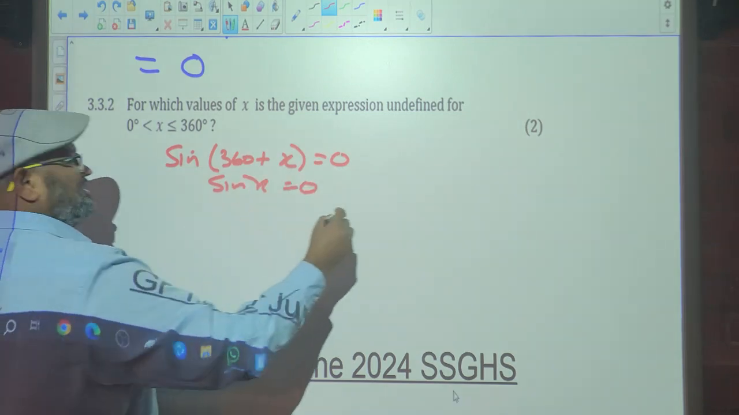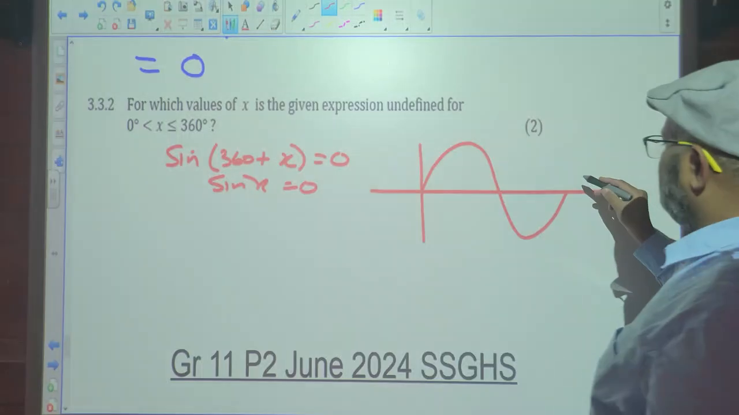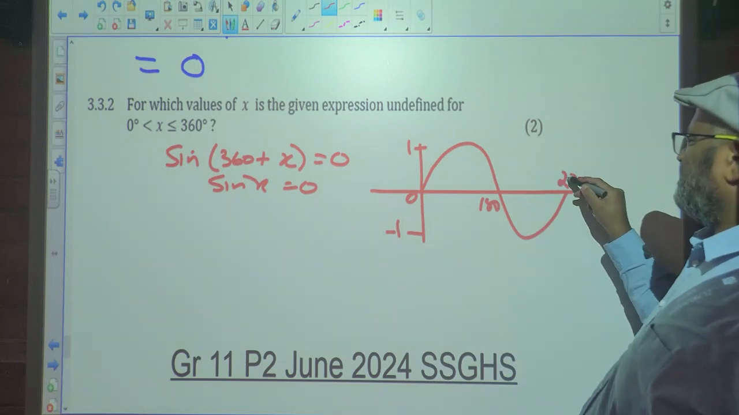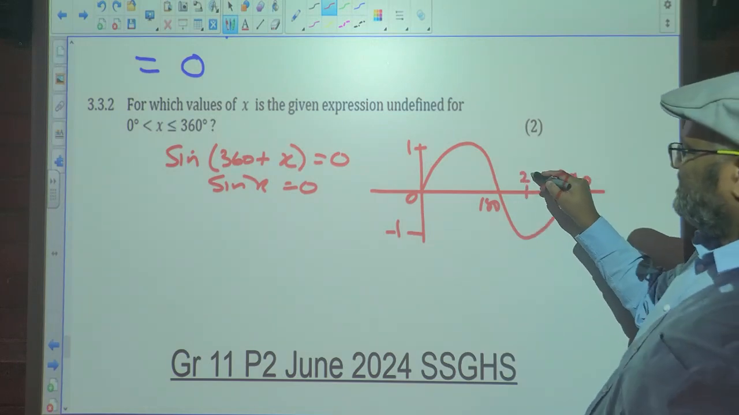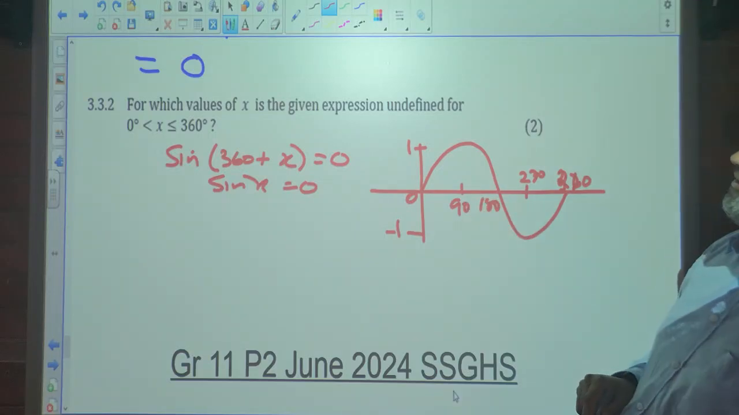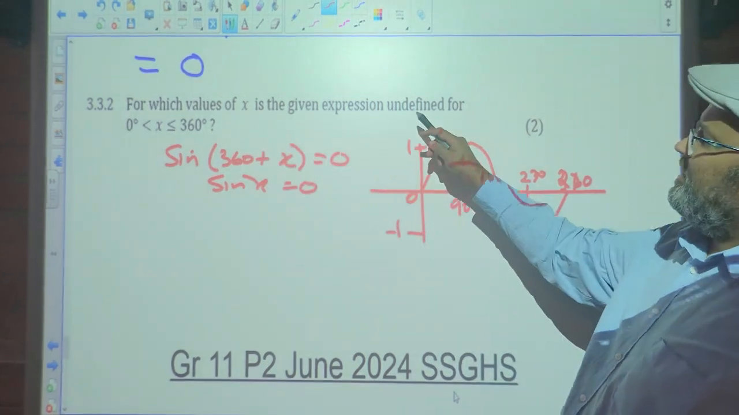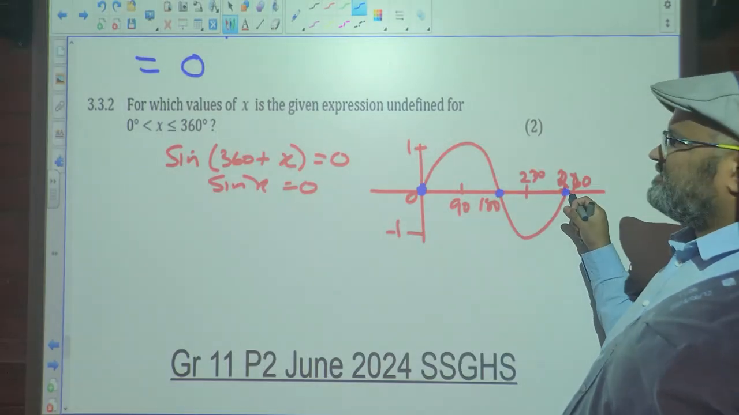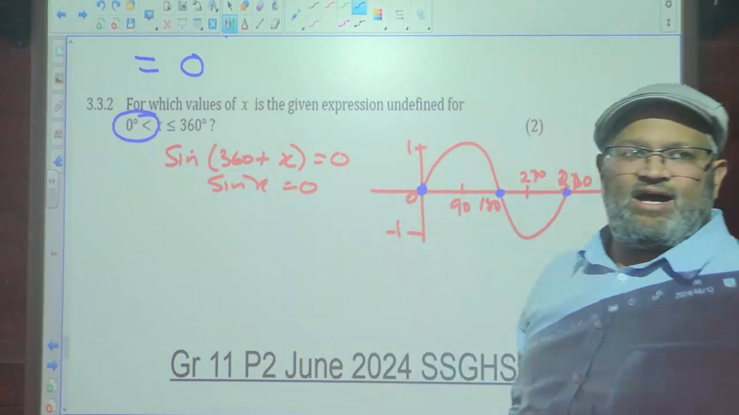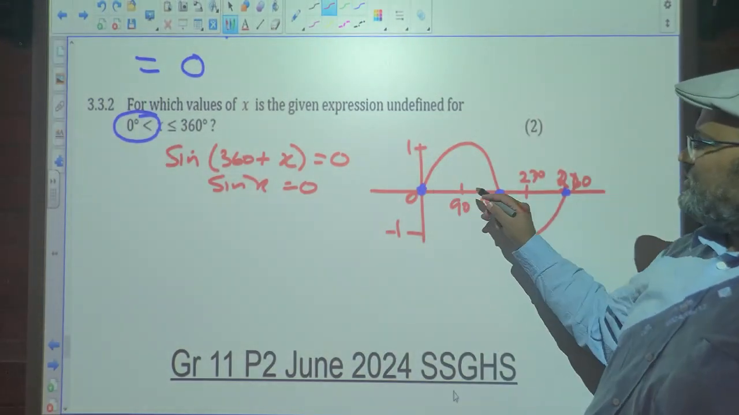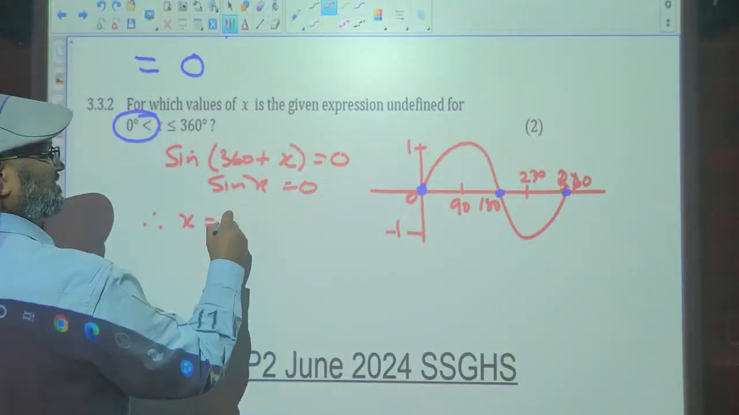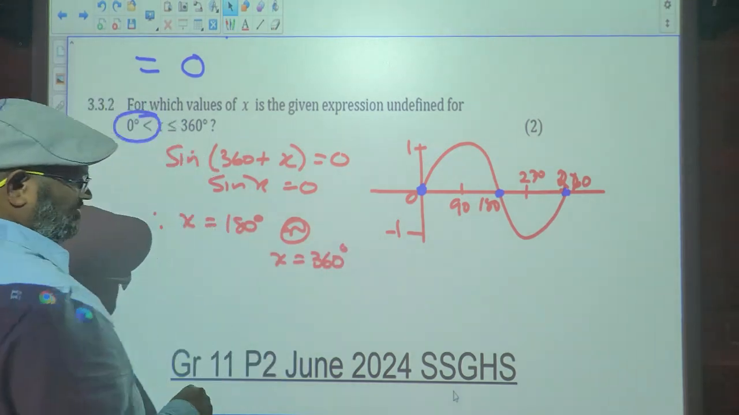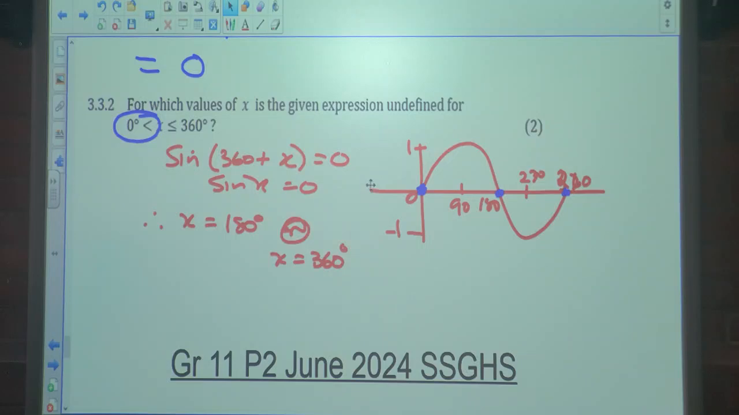So where sine of x is equal to 0, we take it to the sine graph. That is 1 and minus 1, of course. That is 0, 180, 270 and 360. This, of course, is 270 and 90. So where is sine of x equal to 0? It's equal to 0 at 0, 180 and 360. But remember, they're omitting 0 here, they're taking 0 out of the solutions. So therefore x is equal to 180 or x is equal to 360. One of the two will make that expression undefined.